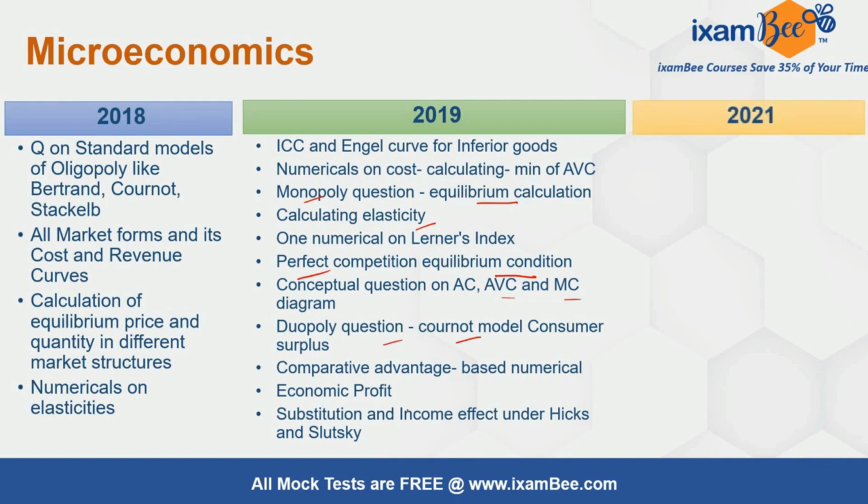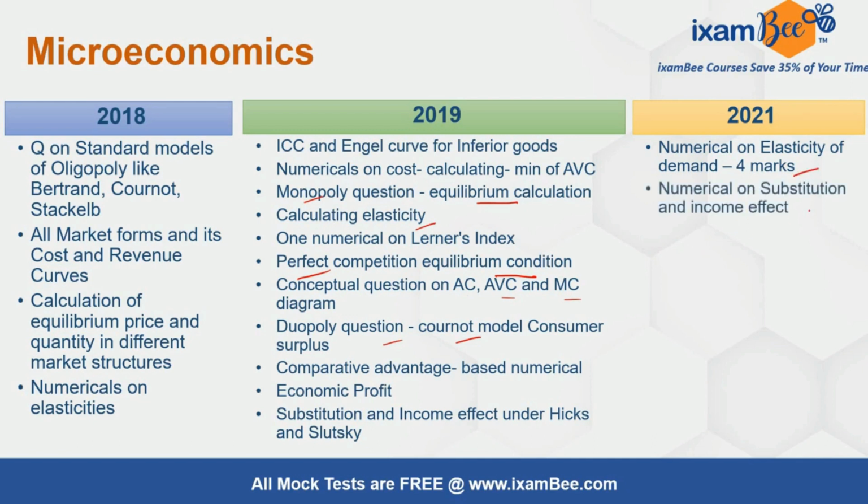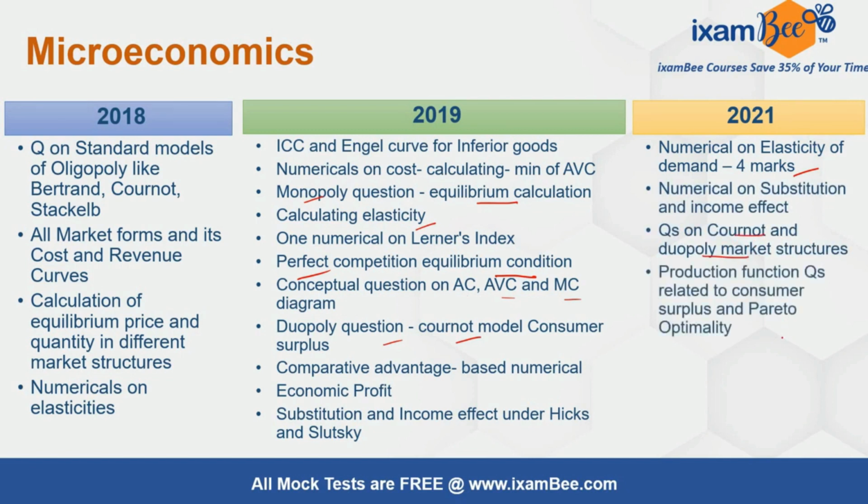Moving on to 2021, last year, the questions from the microeconomics segment consisted of numericals on elasticity of demand, which was a 4-marker question. There was a numerical on substitution and income effect. There was a question on the Cournot and the duopoly market structure. There were questions related to consumer surplus and Pareto optimality. Then the Cobb-Douglas production function related question was also there, and a numerical on the Leontief matrix.